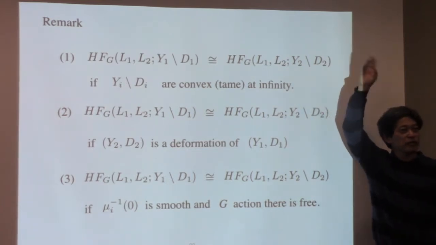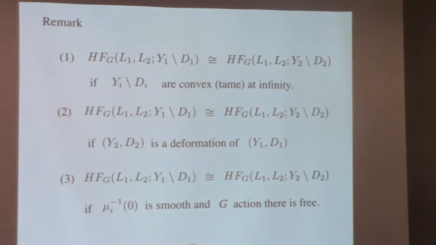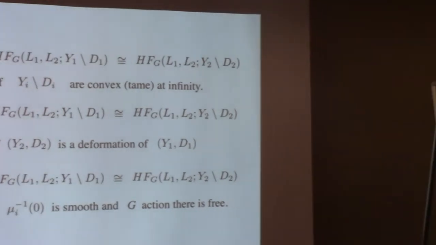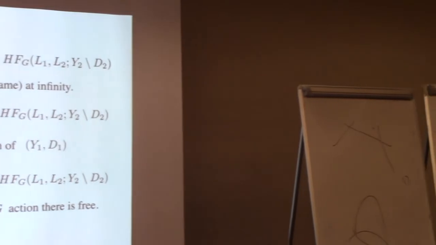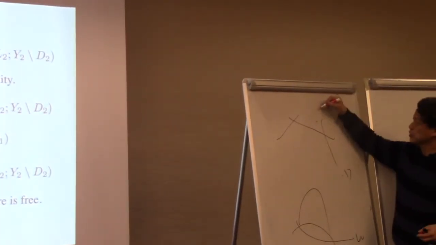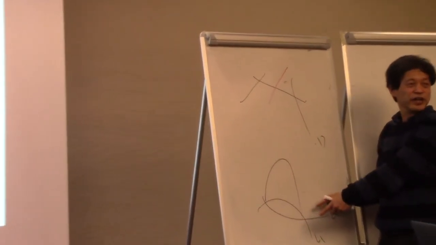You can prove it. So the more serious thing is that you have a situation something like this. You have something at infinity, and you have L1 and L2 here, and you try to calculate Floer homology. Then your disc is something like this. Then if you take a blow up here, and you have some new component, then the question is whether this process changes Floer homology of this guy or not.